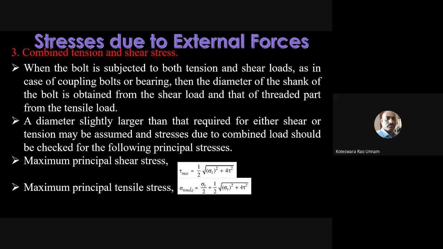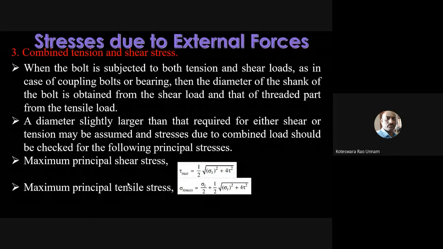Similarly, if you want to use the maximum principal stress theory, you need to compute sigma 1 and equate it to the allowable tensile stress. Then from that you can find the size of the bolt. So this is how you can analyze the bolt, or determine the size of the bolt, when it is subjected to an external load which induces both tensile as well as shear stresses.